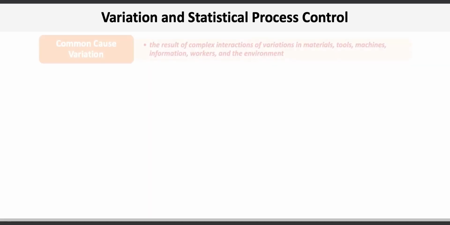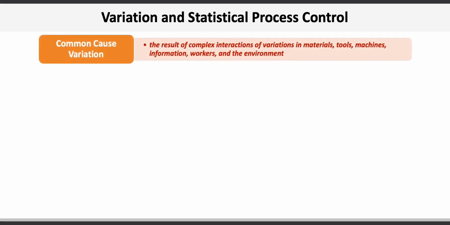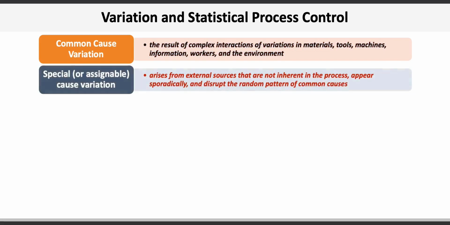Common cause variation is the result of complex interactions of variations in materials, tools, machines, information, workers, and the environment. This type of variation is a normal and expected part of the process and can't really be controlled. Special or assignable cause variation, on the other hand, arises from external sources that are not inherent in the process. They appear sporadically and disrupt the random pattern of common causes. This kind of variation can occur because of tool breakage or even human error. Keeping special cause variation from occurring is the essence of quality control.